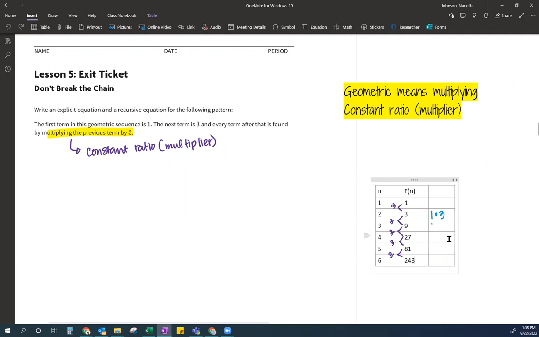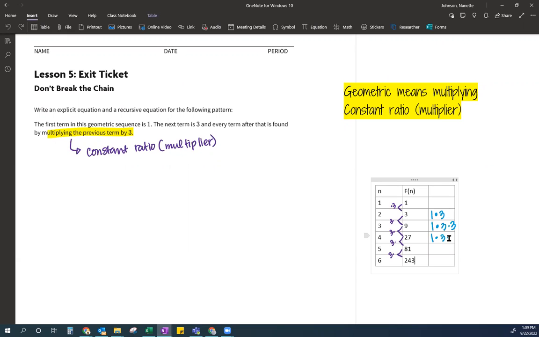For those of you who are at that next level, Ms. Johnson, do I have to write this column? No, you don't. I'm writing this column to help people along. Someone asked, Ms. Johnson, can't we rewrite this with an exponent? Yes, very good. So if you didn't know how to rewrite 27, you're writing 1 times 3 times 3 times 3.